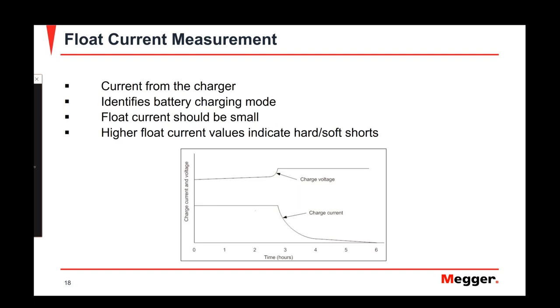Now, float current is the amount of current necessary to maintain the battery string at the appropriate voltage level. And the float current value can help you identify whether the batteries are in a state of charge or discharge. And when the batteries are properly maintained and in a fully charged state, the float current value should be relatively small. On the other hand, discharged batteries will have a higher float current until they return to a fully charged state. Now, in some cases, you may have a higher float current value when the battery string is fully charged. This could be an indication that you may have an internal battery problem, such as a hard or soft short.